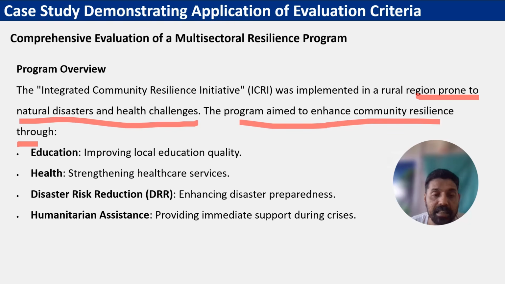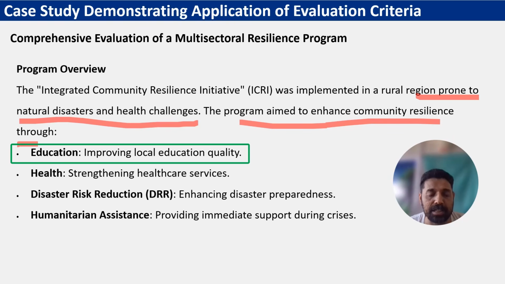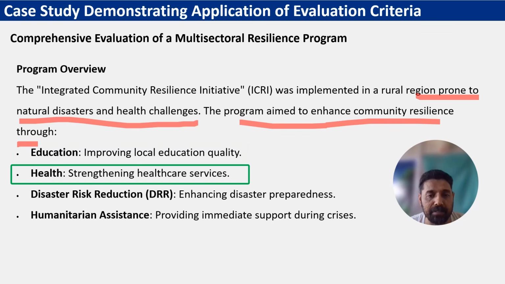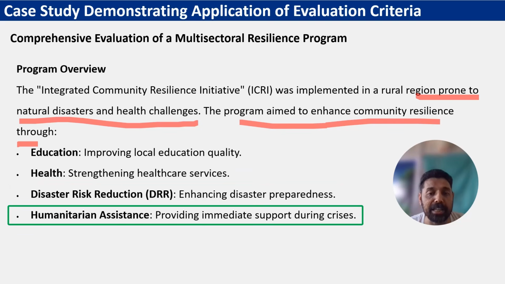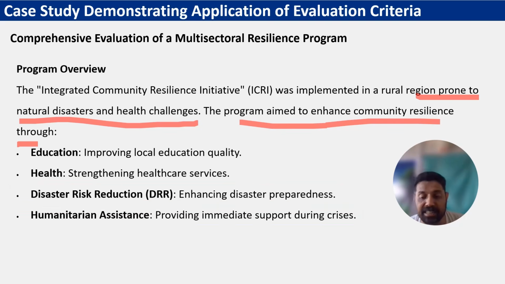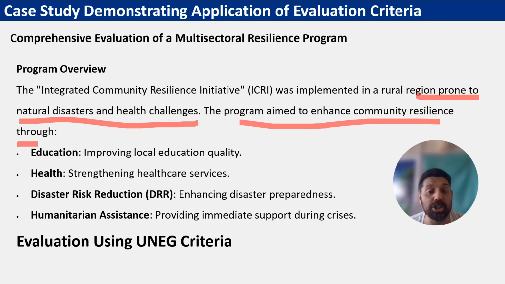You can see here that it was multi-sectoral, so that's why in education the goal was improving local education quality, in health, strengthening health services, in disaster, enhancing disaster preparedness, and in humanitarian, providing immediate support during crisis. Now, evaluation using UNEG criteria. There are 4 sectors in this one project. So how will we apply the different criteria to evaluate this project?